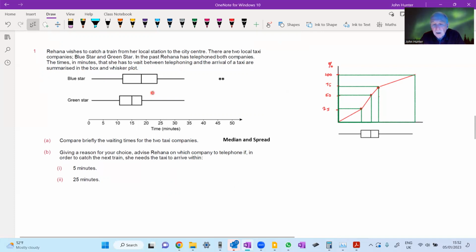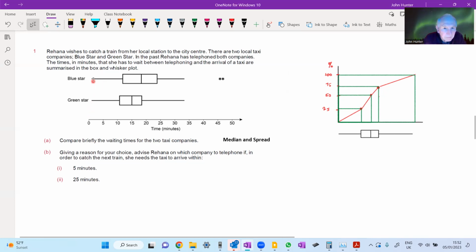Now, box plots, here they're called box and whisker plots, but I can just call them box plots. Basically, we have to look against this scale here at the bottom, and what this is saying for Blue Star is that the quickest is about no minutes.